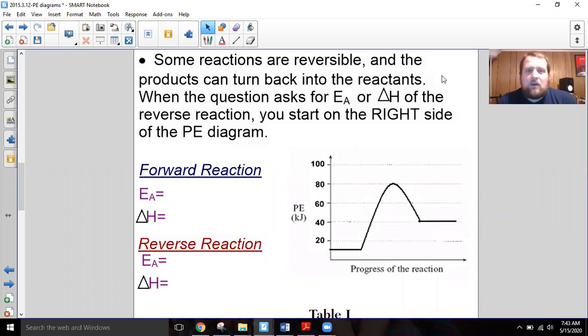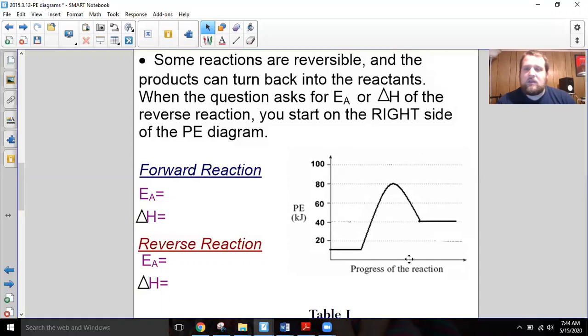Hello. Just a couple of little bits to add to our understanding of potential energy diagrams. The first thing is, we've seen that some reactions are reversible, meaning that the products can collide and go back to the reactants. And so on a potential energy diagram, we can figure out both the activation energy and heat of reaction for a reverse reaction in a very similar way.